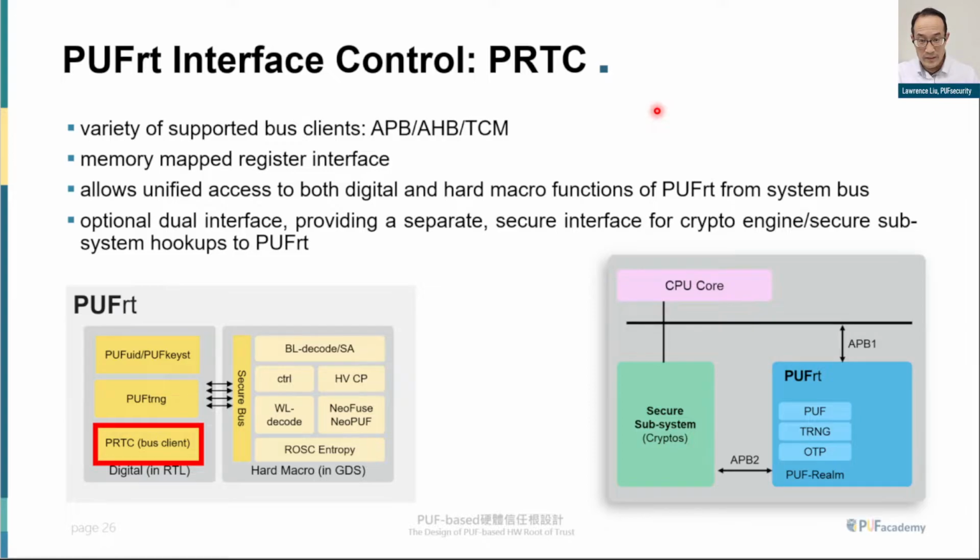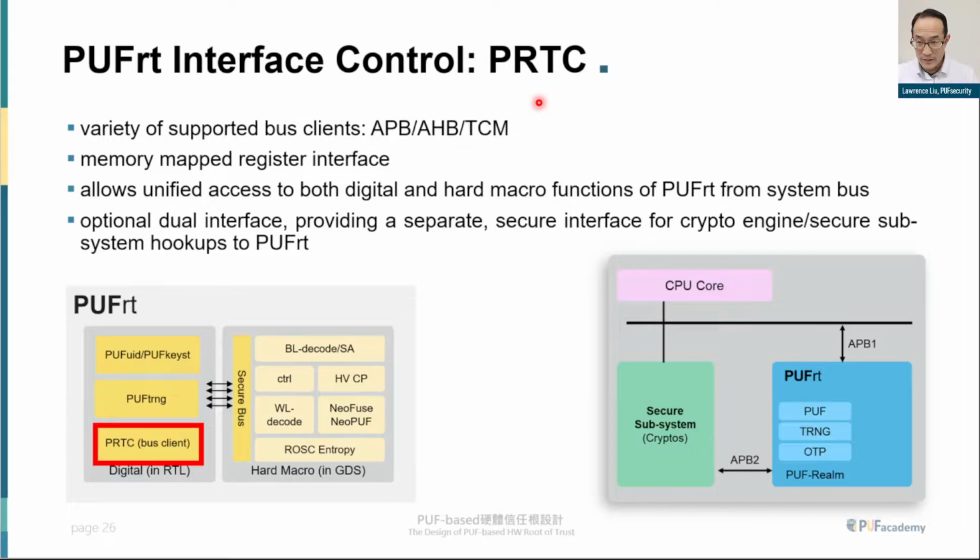So PRTC is the interface control module for PUFrt. User configurable, it can support a variety of standard bus interfaces, such as APB, AHB, and TCM. Using a memory mapped register interface, the PRTC allows PUFrt to be seen by the system as a collection of system registers, so that accessing any of the PUFrt logic or hard macro functions is as familiar as reading or writing from a register.